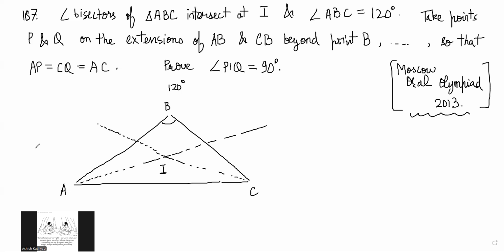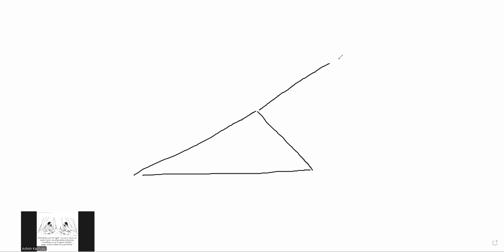Okay, I need a bigger figure, so I'll do the figure in this page. On the extensions of the sides AB and CB, I have to draw the points. So let me just extend the sides anyway. AB and CB sides have been extended. This is A, this is B, this is C. The incenter is somewhere here.